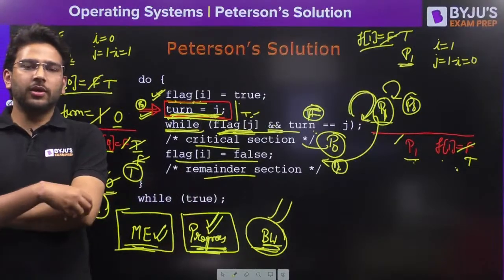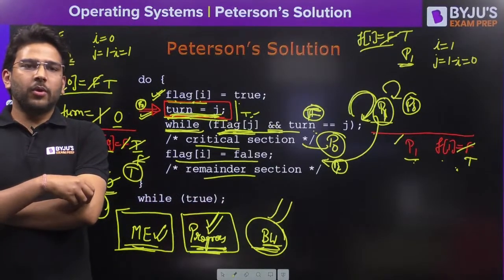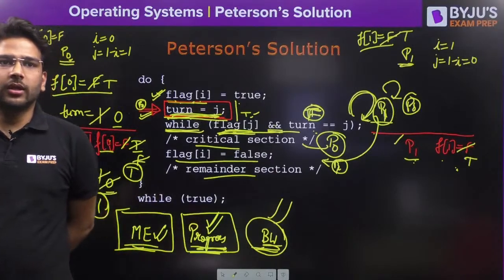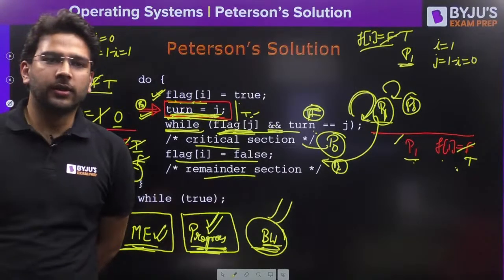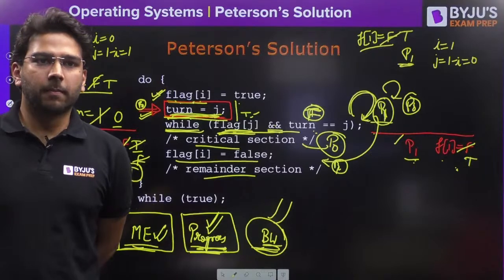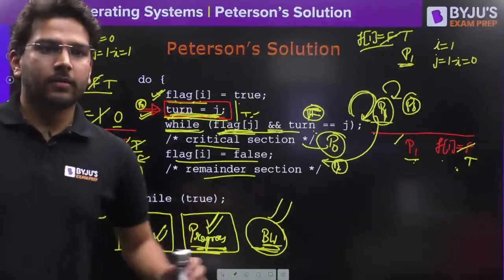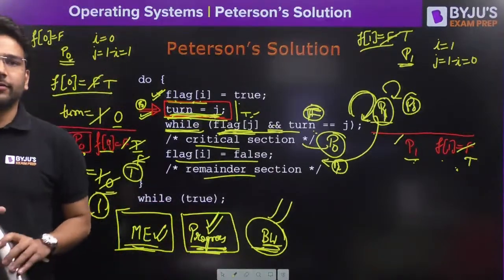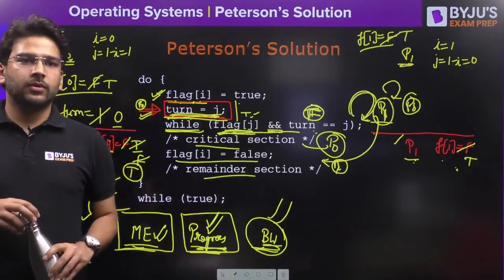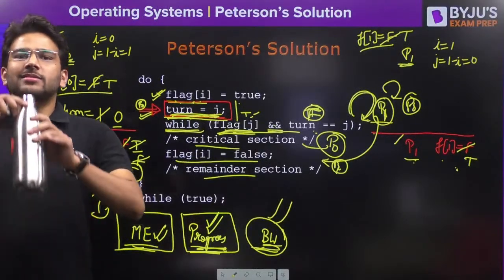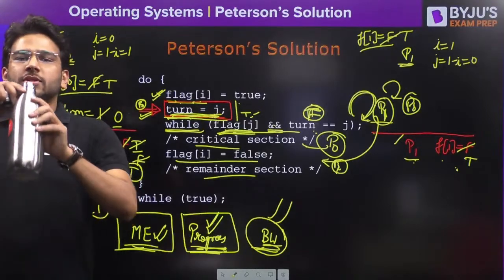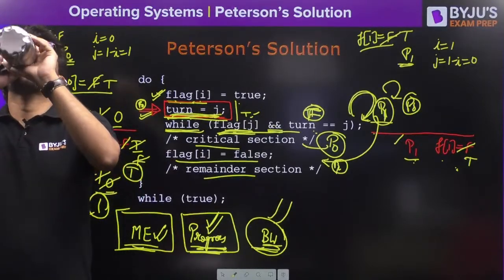Yes, Nishu, clear? Okay. What about others? Ikra, Utkarsh, Anu. Let me know if you have any doubt here. So it is satisfying all the necessary conditions, all the important conditions of a synchronization mechanism.